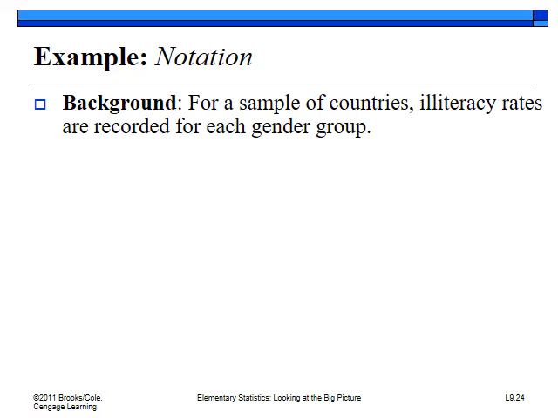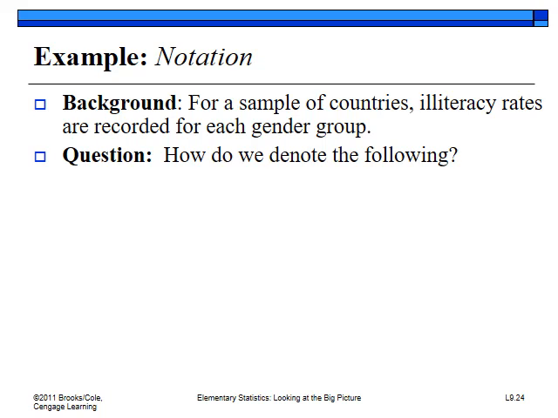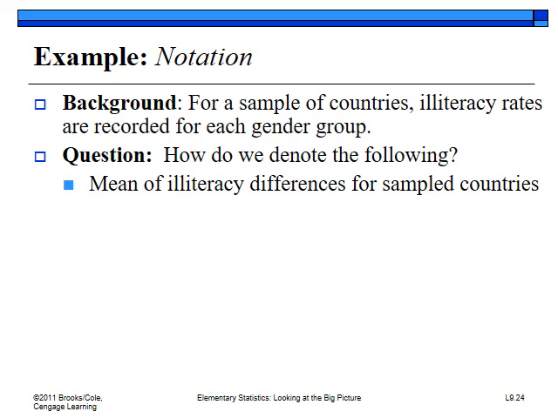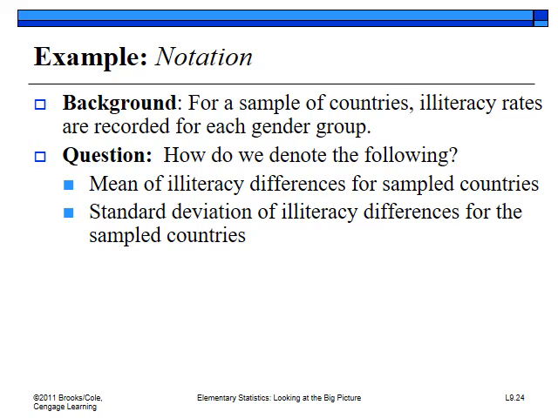For example, for a sample of countries, we consider the illiteracy rates that are recorded for each gender group. So countries are the individuals, and we're looking at illiteracy rates for each gender group within each country. So how do we denote the mean of the illiteracy differences? We're using differences because this is a paired study for the sampled countries. And how do we denote the standard deviation of the illiteracy differences for these sampled countries?